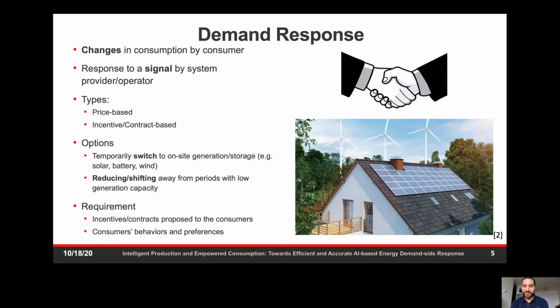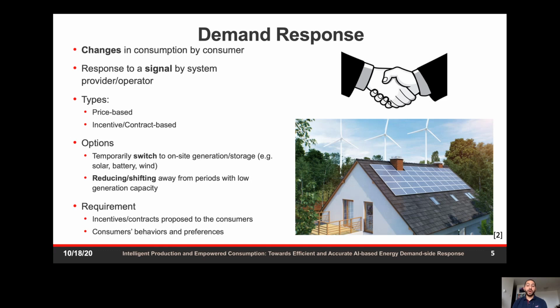This is where demand response comes in. The utilities can ask the consumers to change their consumption. This will be a signal sent by the provider or the operator, and the consumer can choose to respond to the signal. The different options that can be done by the consumer would be to temporarily switch to on-site generation if it has a solar panel on a roof or a wind turbine, or switch to on-site storage if there's a battery, or like I mentioned before, the electric vehicle battery, for example.